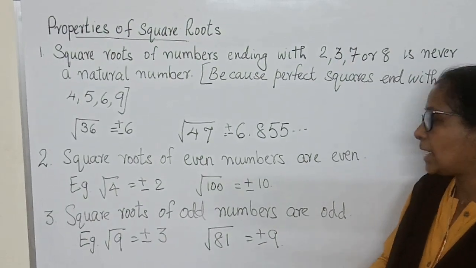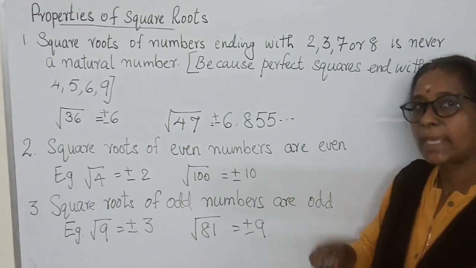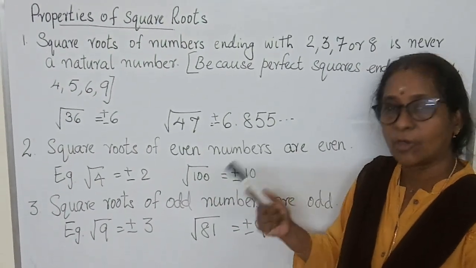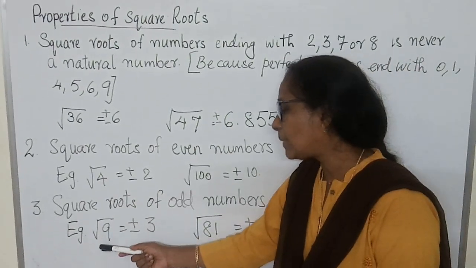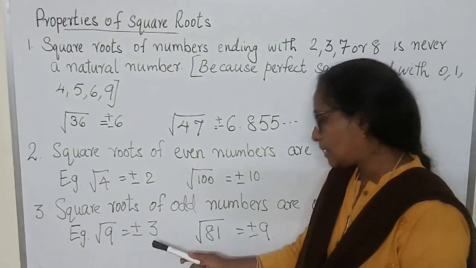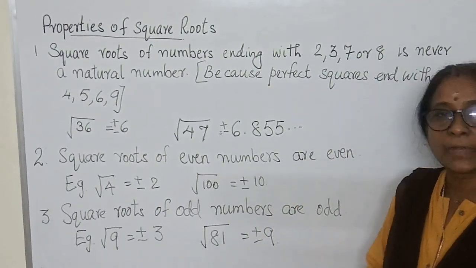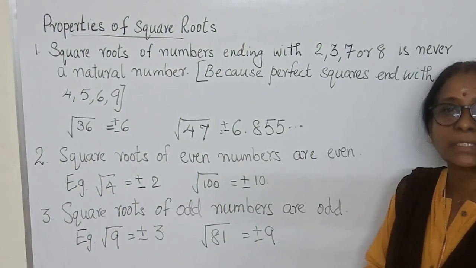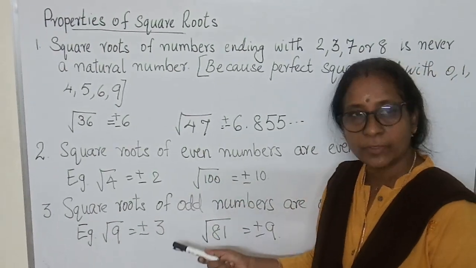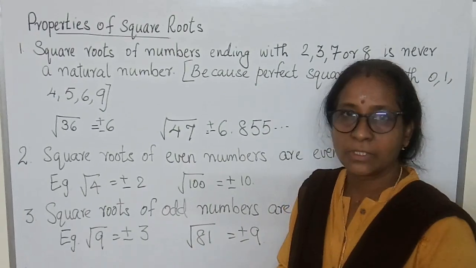The next property is that square roots of odd numbers are odd. Again, it is the reverse of squares of odd numbers being odd. Let us see the example. Square root of 9 is plus or minus 3, both are odd numbers. And square root of 81 is plus or minus 9, again both are odd numbers. So these are some of the properties. Let us see some more properties of square roots.